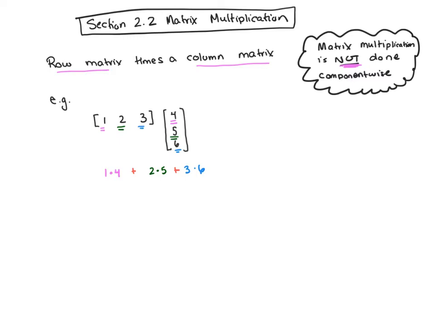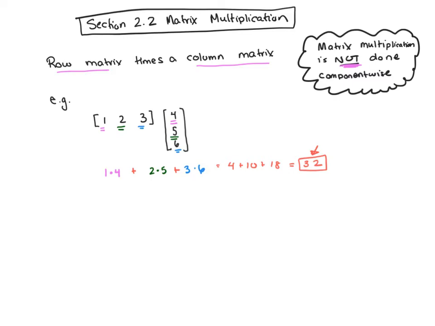So I end up with 4 and 10 and 18. So 14 and 18 is 32. So the product of this row matrix times this column matrix is just the number, the single number, 32.